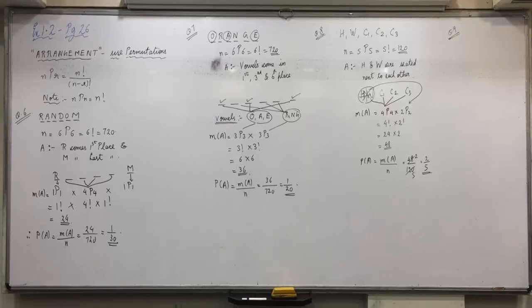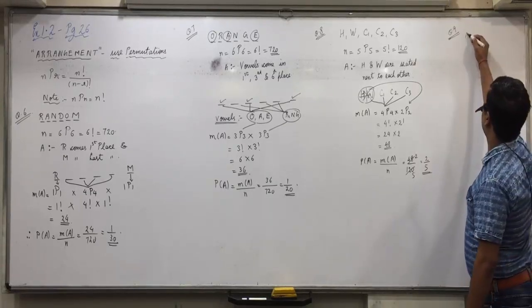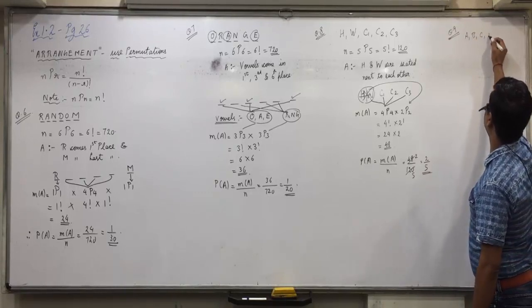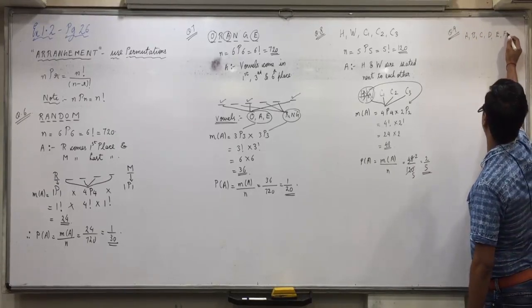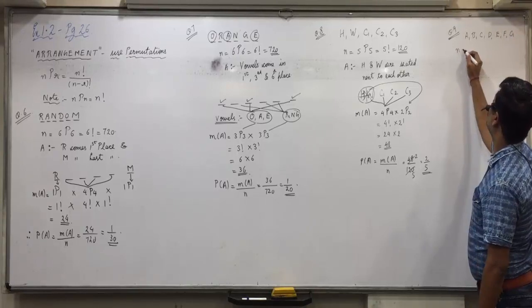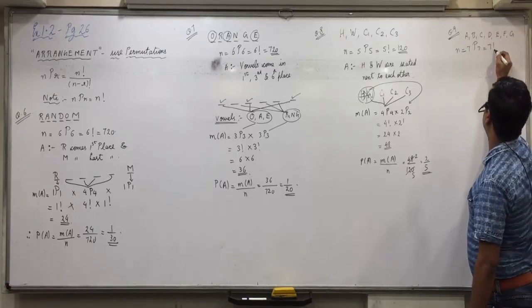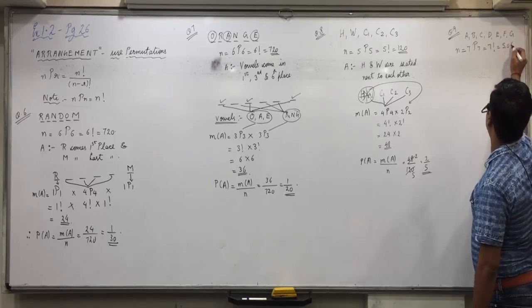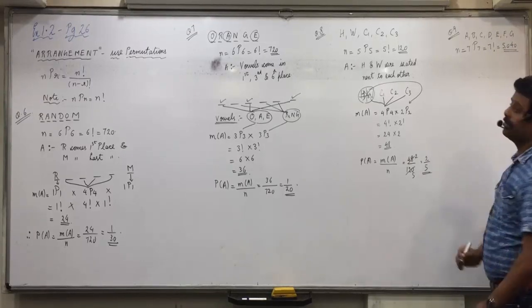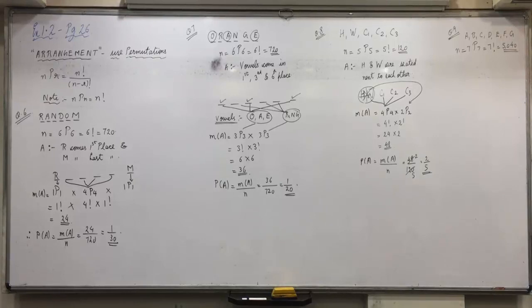Seven speakers A, B, C, D, E, F, G are invited in a program to deliver speech in random order. So A, B, C, D, E, F, G, 7 speakers. N will be equal to what? 7P7, 7 factorial, 5040. Okay, 5040 are possible outcomes.